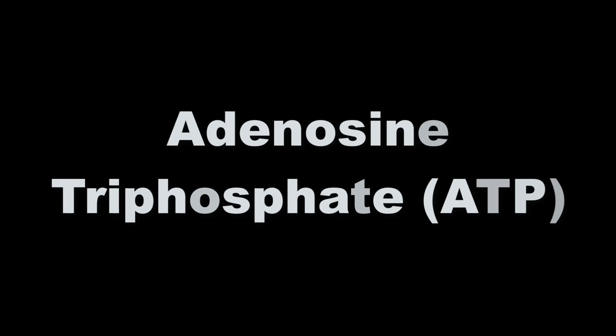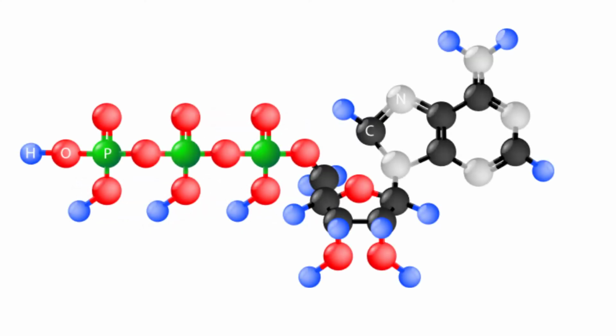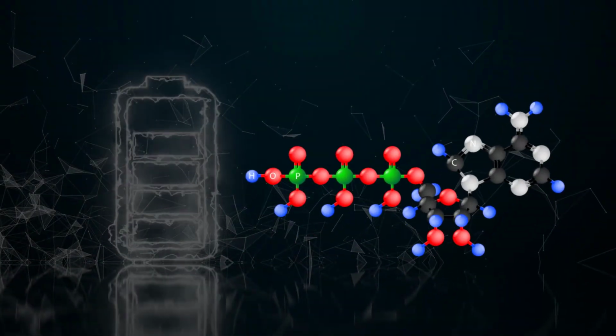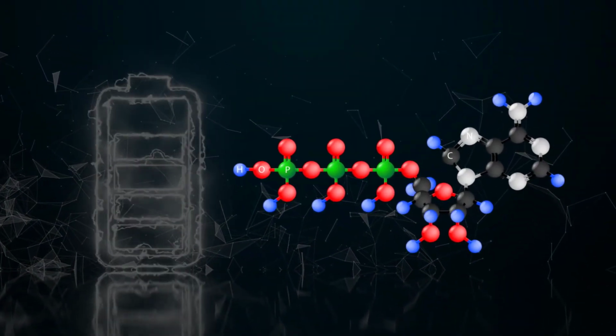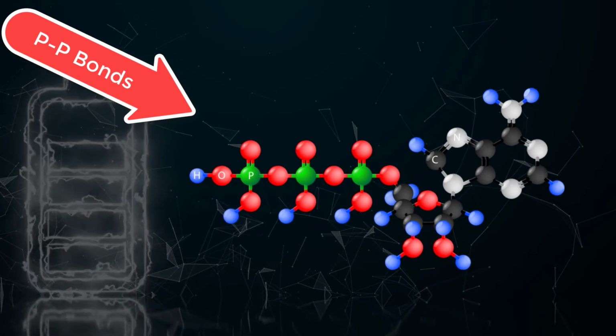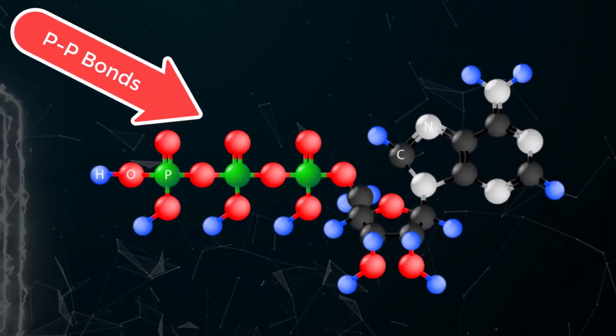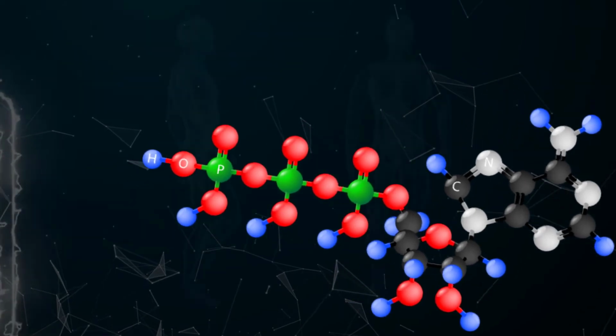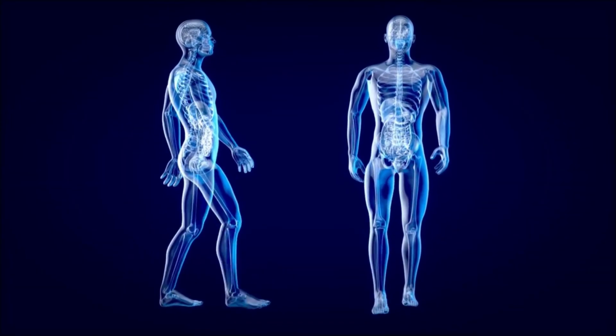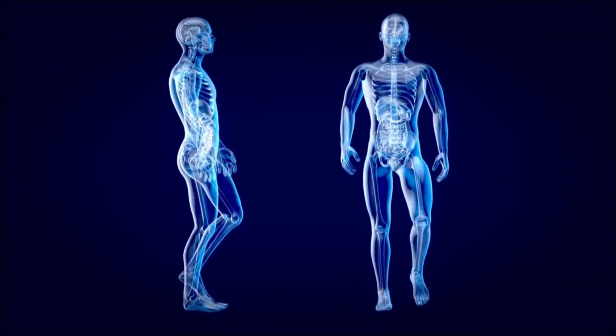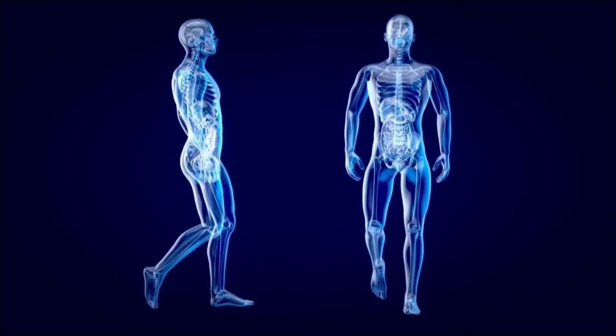Adenosine triphosphate. The nucleotide adenosine triphosphate, or ATP, is composed of a ribose sugar, an adenine base, and three phosphate groups. ATP is classified as a high-energy compound because the two covalent bonds linking its three phosphates store a significant amount of potential energy. In the body, the energy released from these high-energy bonds helps fuel the body's activities.